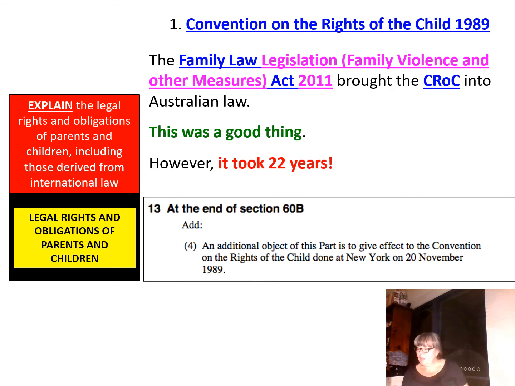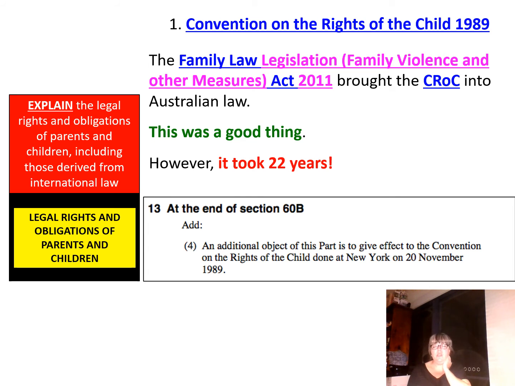Conventions on the Rights of the Child, 1989. The Family Law Legislation, Family Violence and Other Measures Act of 2011 brought the CROC into Australian law. So not only did we sign off on the agreement and ratify it, we actually brought a lot of it back and incorporated it into our own Australian laws. And this was a great thing.